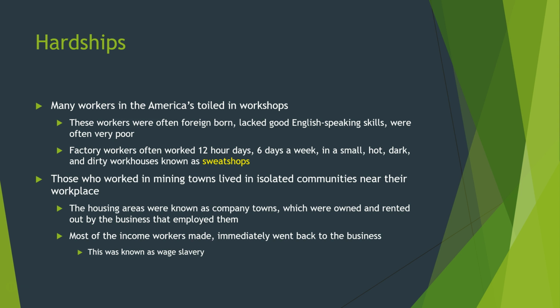Factory workers often worked 12-hour days, 6 days a week, in small, hot, dark, and dirty warehouses. And that's why they were referred to as sweatshops, because you would go into these really small, hot, and dark places and spend 12 hours a day there. And it's not something that anybody would have ever looked forward to doing. So it's a pretty negative concept when you look at the conditions these individuals worked in.